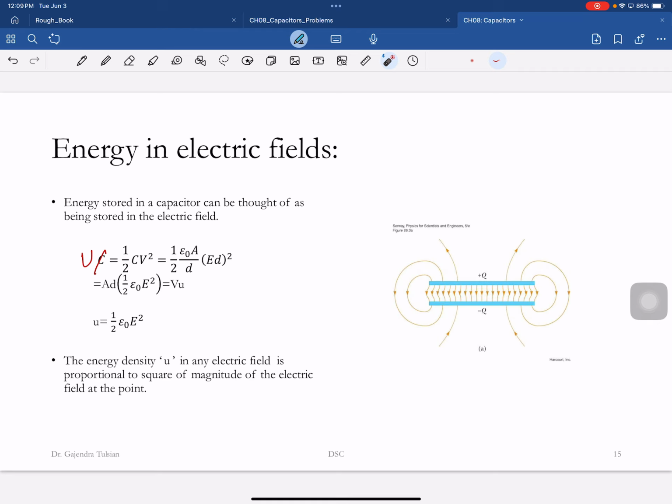Okay, so U is the energy density, meaning that's how much energy there is stored in the electric field per unit volume. So the energy density in any electric field is proportional to the square of the magnitude of the electric field. So whenever you create an electric field, you've stored energy in the field. You can think of it that way.